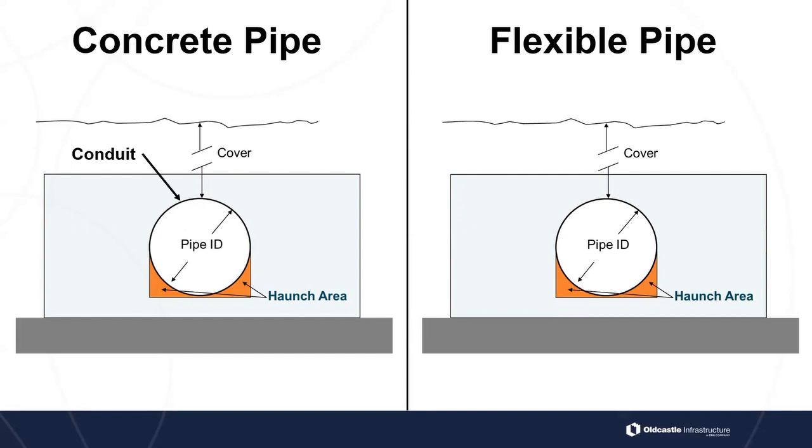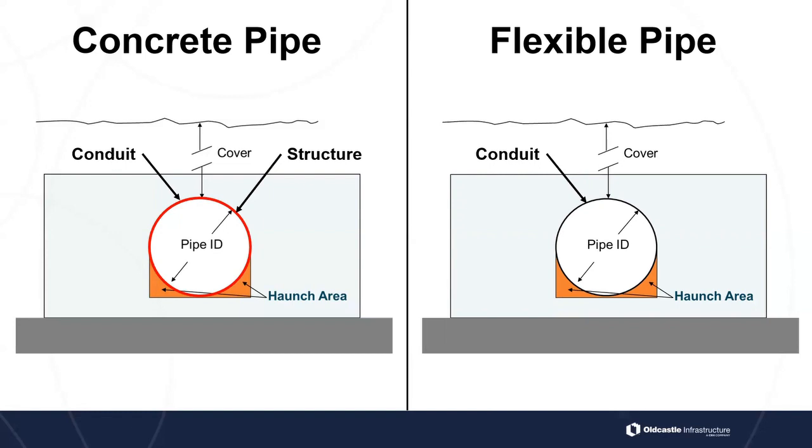So we know that concrete pipe is acting as a conduit. We know that flexible pipe is acting as a conduit. However, concrete pipe itself is also the structure, right? Because it is a plant-tested structural element that is designed to withstand the loads. So when we look at the pipe itself, the haunch area, the bedding, the foundation, we know that that's the structure there.